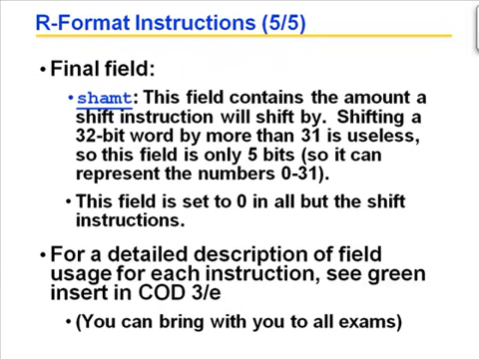The final field is the shift amount field. This tells the amount to shift an instruction by. So shifting a 32-bit word by more than 31 is useless, so you can represent all the possibilities of shifting the bits with only 5 bits. So a shift of 0 doesn't move the bits at all. A shift of 1 moves all the bits to the left by 1 and fills in zeros where the preceding bits were, and then we'll lose whatever bit was on the end that moved over.